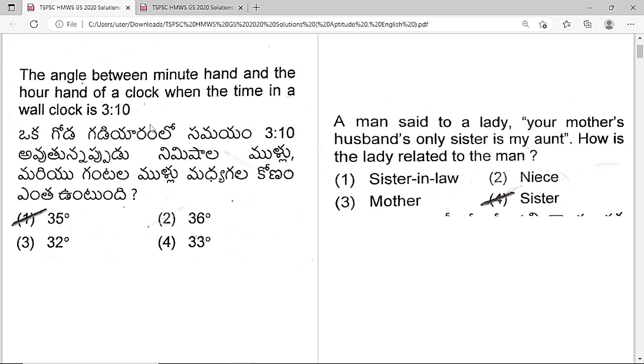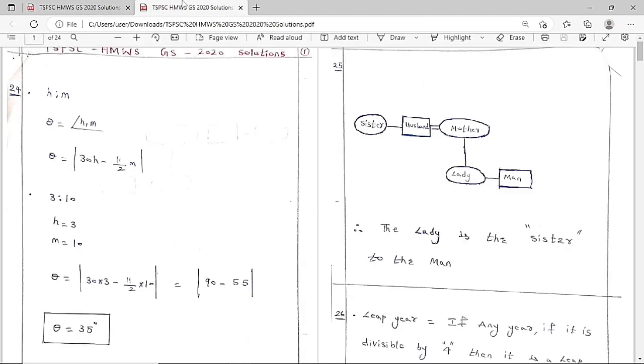So the angle between the minute hand and the hour hand of a clock, when the time in a wall clock is 3:10, we need to figure out. So what are the four options? Option A, 35 degrees is the correct solution of this question. So let's solve this numerically.